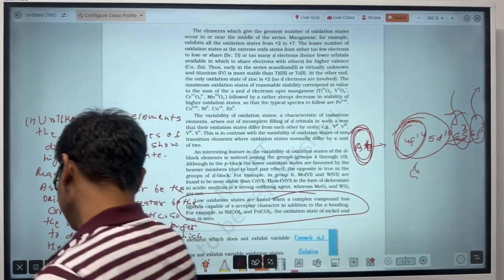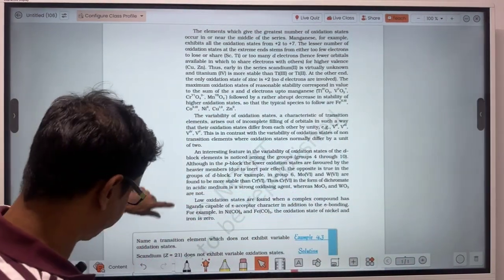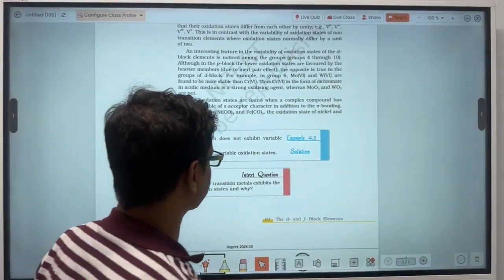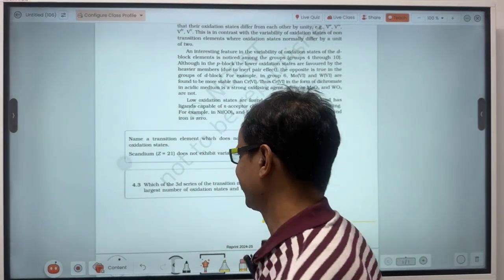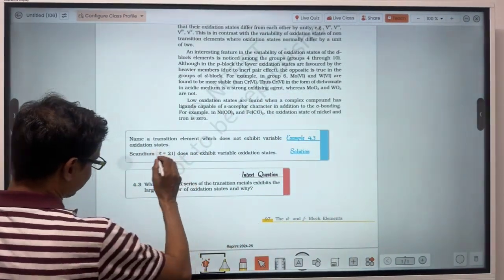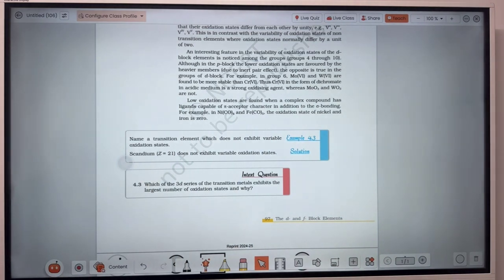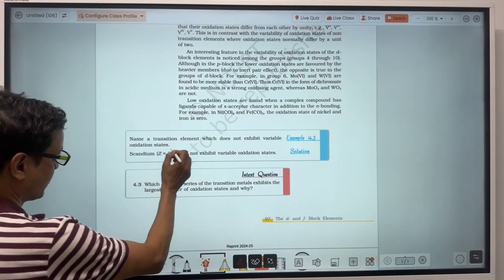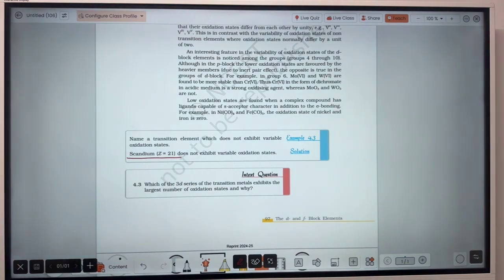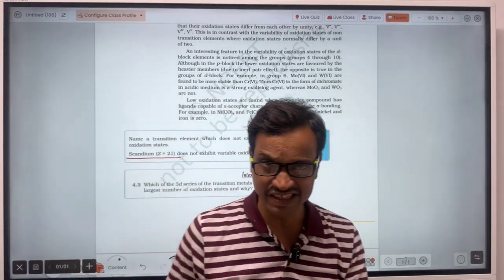Okay, now let's discuss these two questions. Name a transition element which does not exhibit variable oxidation state. So obviously scandium. Scandium is a transition metal, zinc is also a d block element, but zinc will not be the answer, because zinc is not a transition metal. So the answer is scandium. Why not zinc? Is it clear?